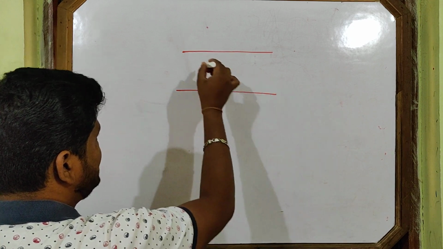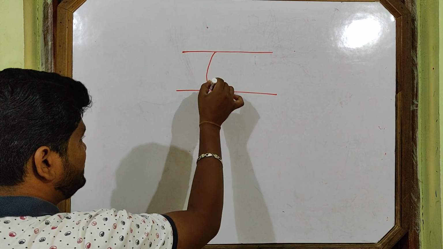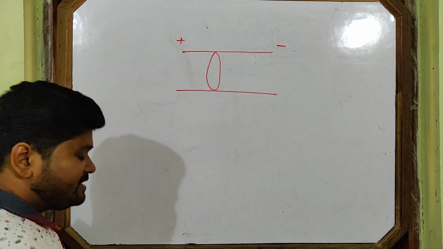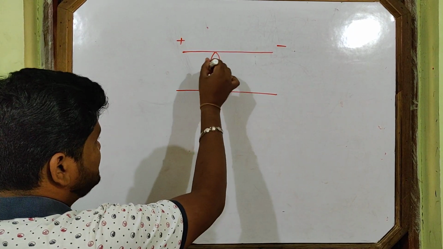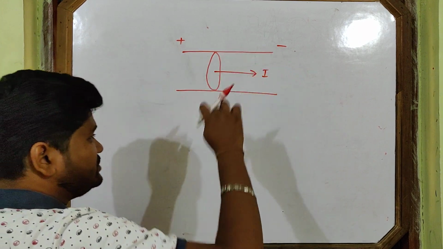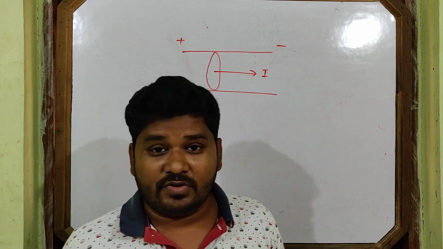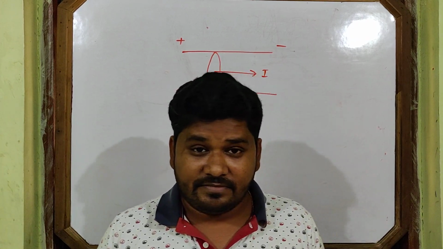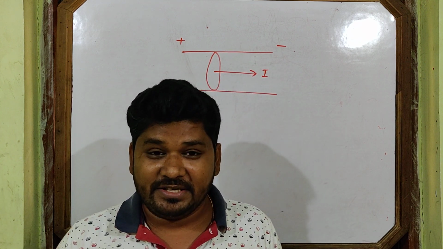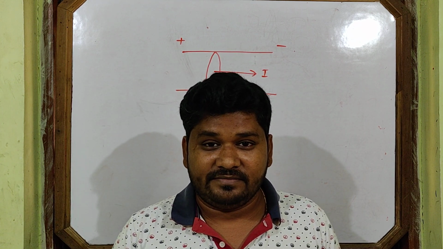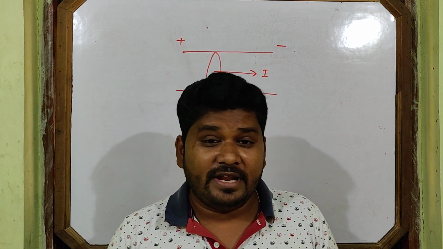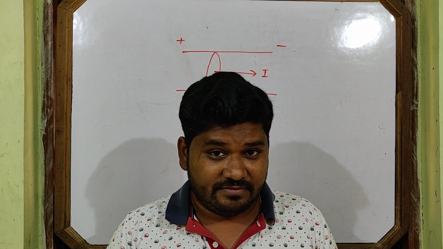When current passes through a conductor, take one area of cross section like this. This is the positive terminal, this is the negative terminal of the conductor. Current is passing like this, and its direction is from positive to negative. You know current always flows from positive to negative. Don't ask me why. The direction is taken by convention, just taken like this by our scientists, by our ancestors.